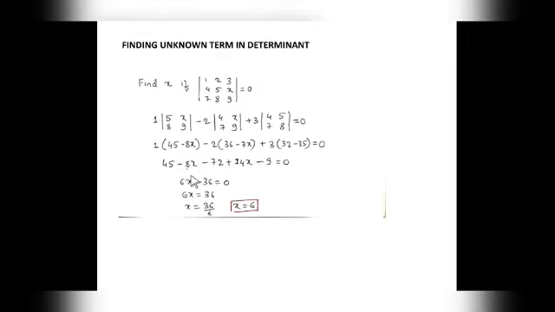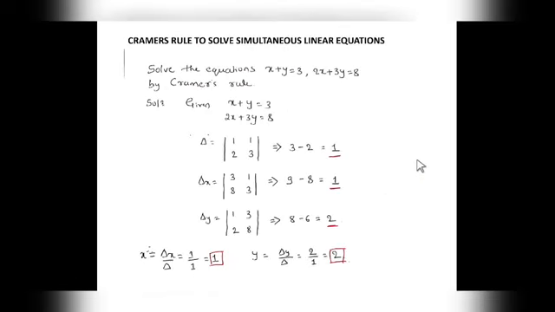Now we'll operate with the x terms. Minus 8x plus 14x will be 6x. 45 minus 72 minus 9 will give us minus 36, which will be equal to 0. 6x is equal to minus 36; this side, it will become plus 36. That is, x is equal to 36 divided by 6. Therefore, the x value is 6.